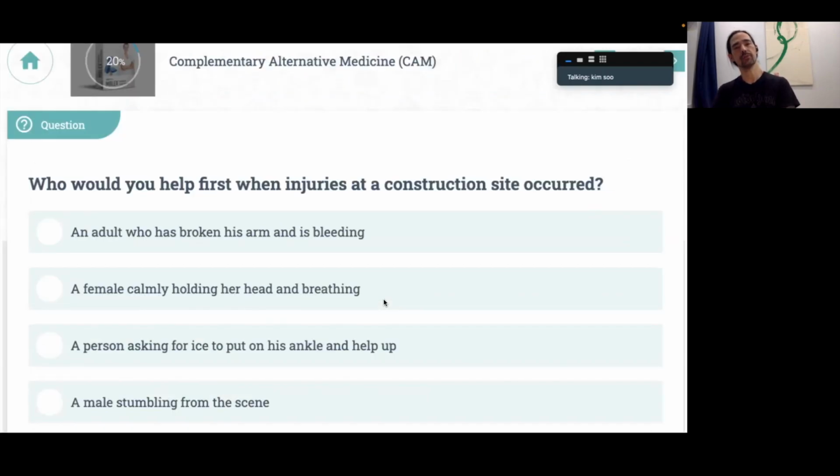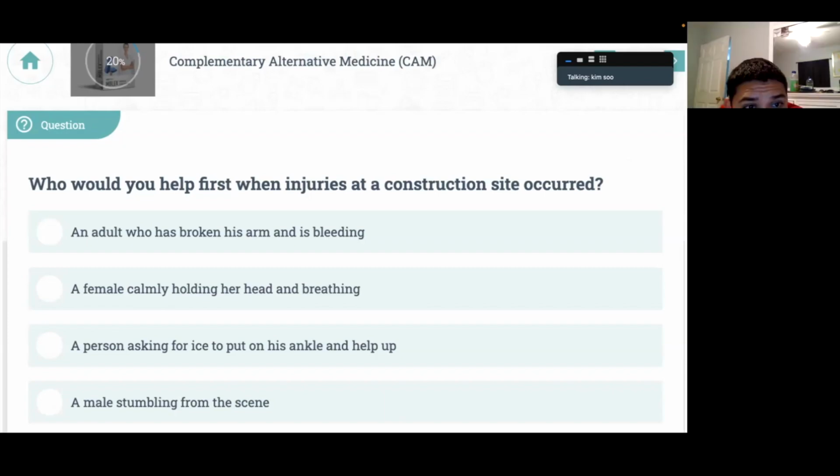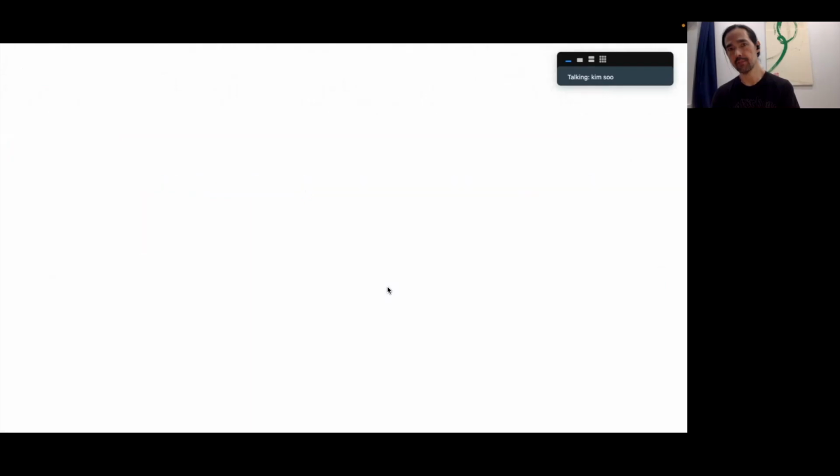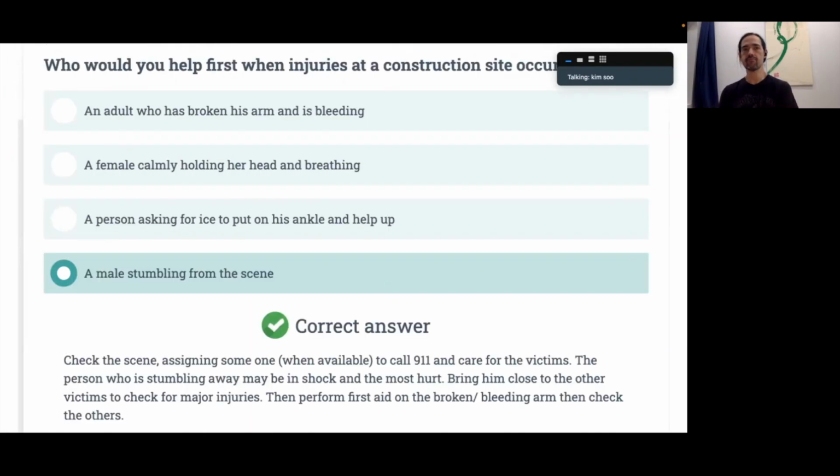Who would you help first when injuries at a construction site occurred? An adult who has a broken arm and is bleeding, a female calmly holding her head and breathing, a person asking for ice to put on his ankle and help up, or a male stumbling from the scene? The answer that UGoPrep gives is a male stumbling from the scene.